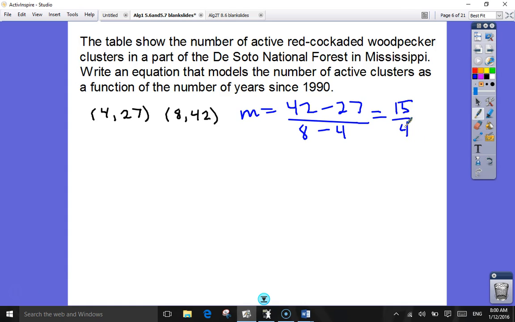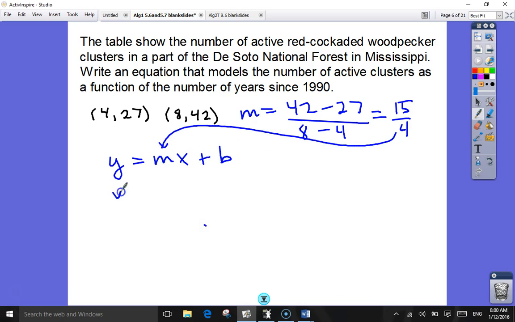Next step. You could do the y equals mx plus b, like we were doing. Y equals mx plus b. The 15 over 4, that's the m. So y equals 15 over 4 x plus b. And now we need to find the b.